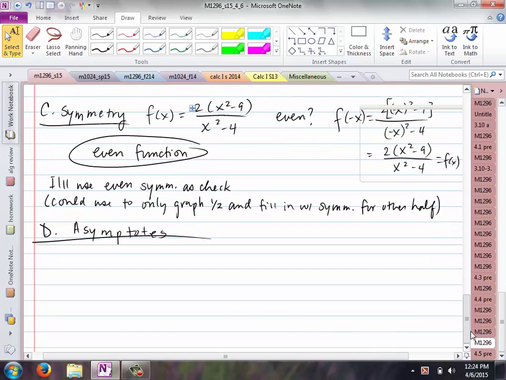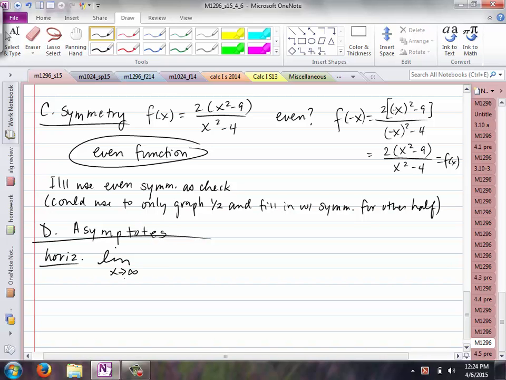Okay, asymptotes. Lots to do here. Let's do the horizontal first because it's less work. Horizontal asymptotes are when the limit as x goes to negative infinity or infinity equals L, where L is a value, not like infinity or negative infinity.